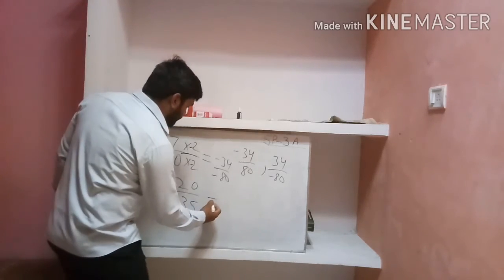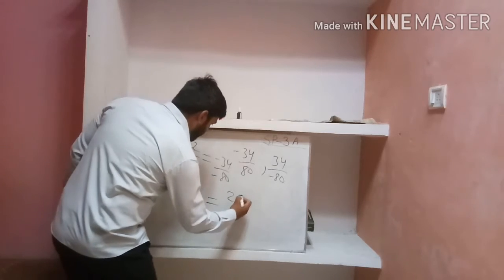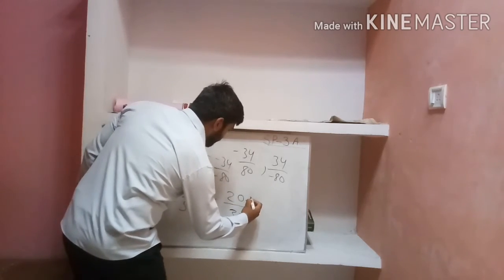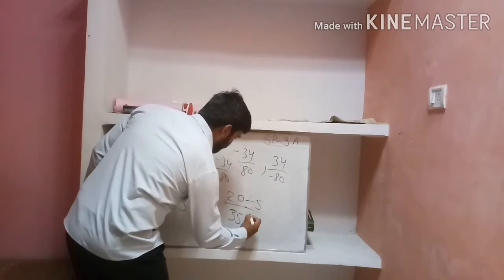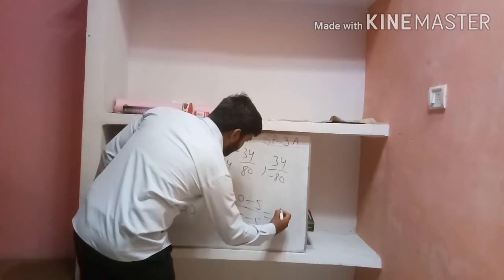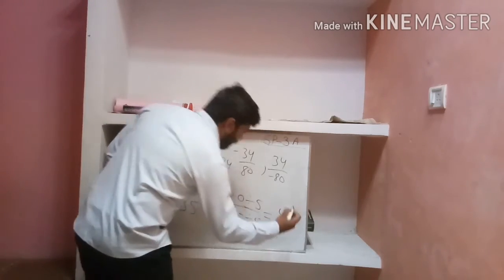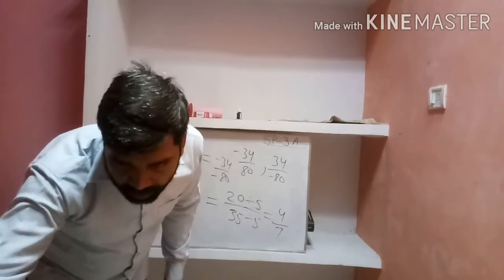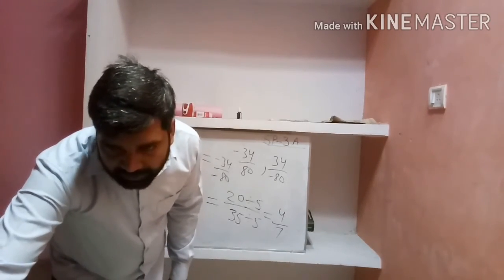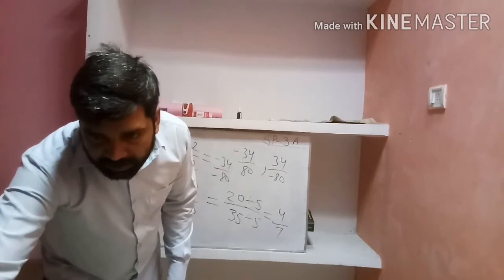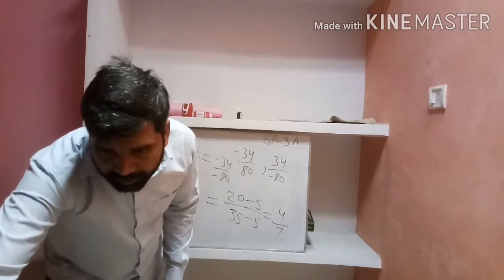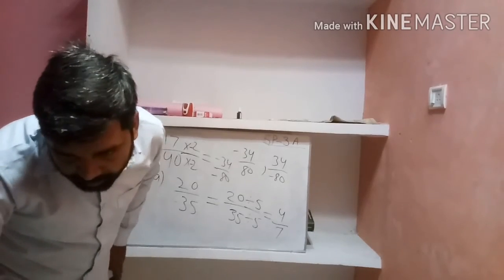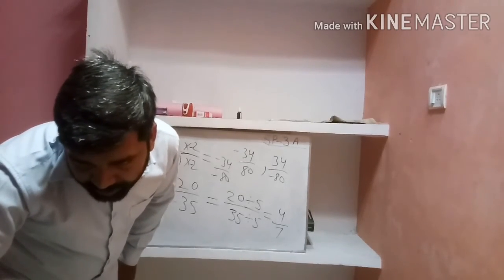So how do you convert it into standard form? Divide 20 and 35 by the HCF of these two numbers, which is 5. So 20 divided by 5 gives you 4, and 35 divided by 5 gives you 7. 4 by 7 is in standard form. So the first one, 20 by 35, is not in standard form. Similarly, you see B, minus 18 by 30. This is also not in standard form because it is divisible by 2. Similarly, you check the others also.